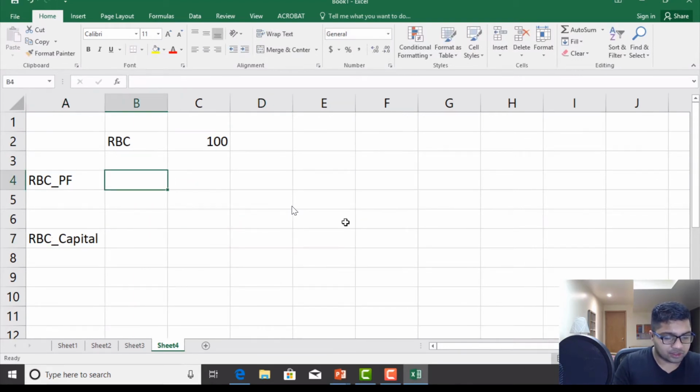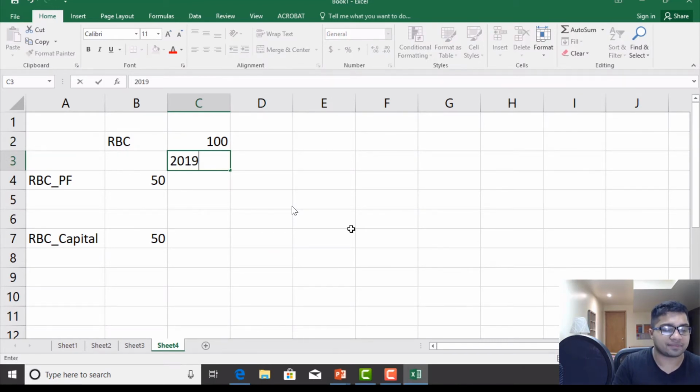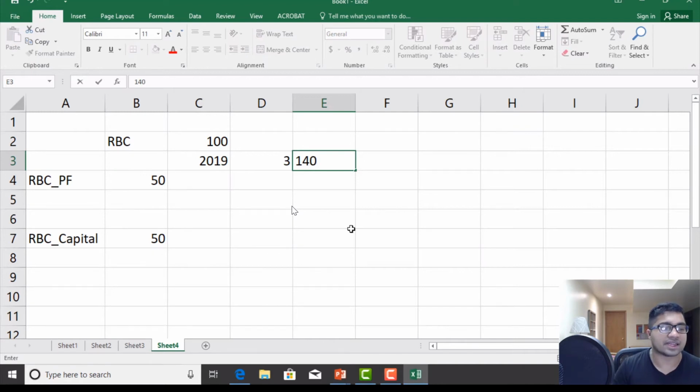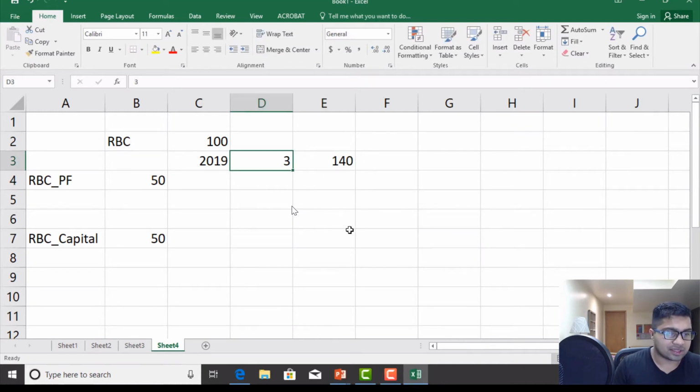Okay, so you are selling this as $50 and this also at $50. Now I am giving you situations of how it will work. In the first case, in 2019, RBC provided a dividend of $3. The original RBC stock gave a dividend of $3, and at the year end the stock was trading at 140. How will it work? This entire $3 dividend goes to preferred stockholder.